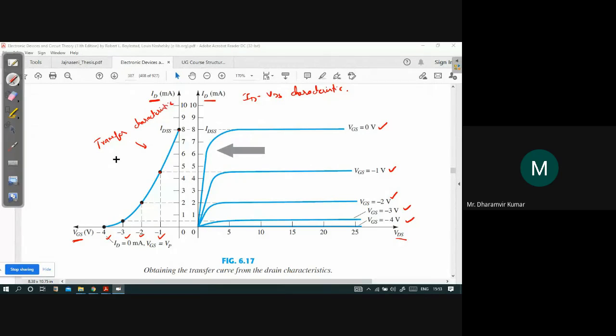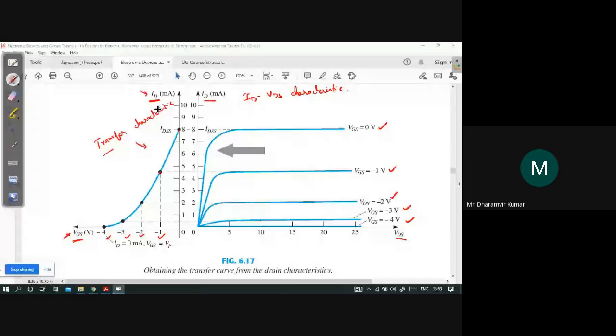Why is it called a transfer characteristic? Because it is showing the relation between the input voltage and the output current. On the x-axis we have some input variable, and on the y-axis we have some output variable. So a relation or curve between input factor and output factor is a kind of transfer characteristic. They are not both input or both output; there is a relation between input and output.